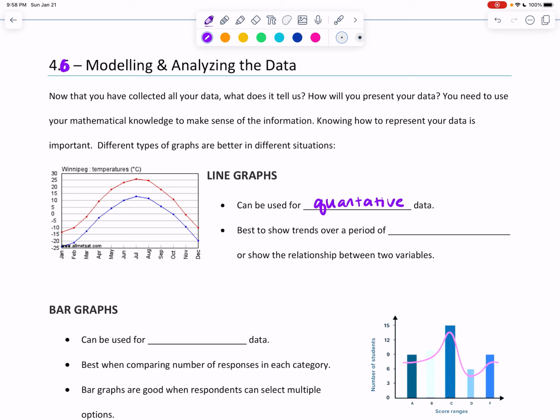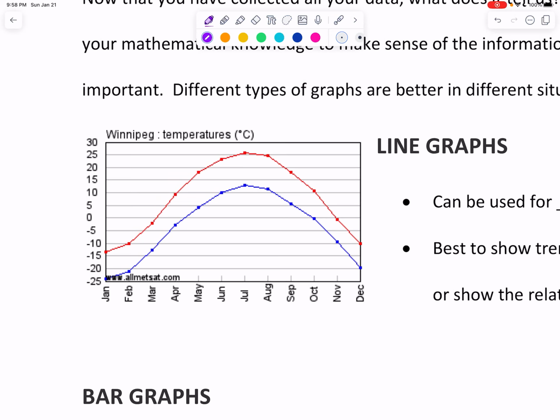Line graphs are really good at showing trends over a period of time. So as time goes on, what's happening with the other piece of data? What's happening with, for example, the temperature in Winnipeg? Or what's happening with sales for, let's say, fanny packs, or a particular Stanley Cup? Are the sales going up first and then going down? Are they only increasing? Are they only decreasing? What do we see?